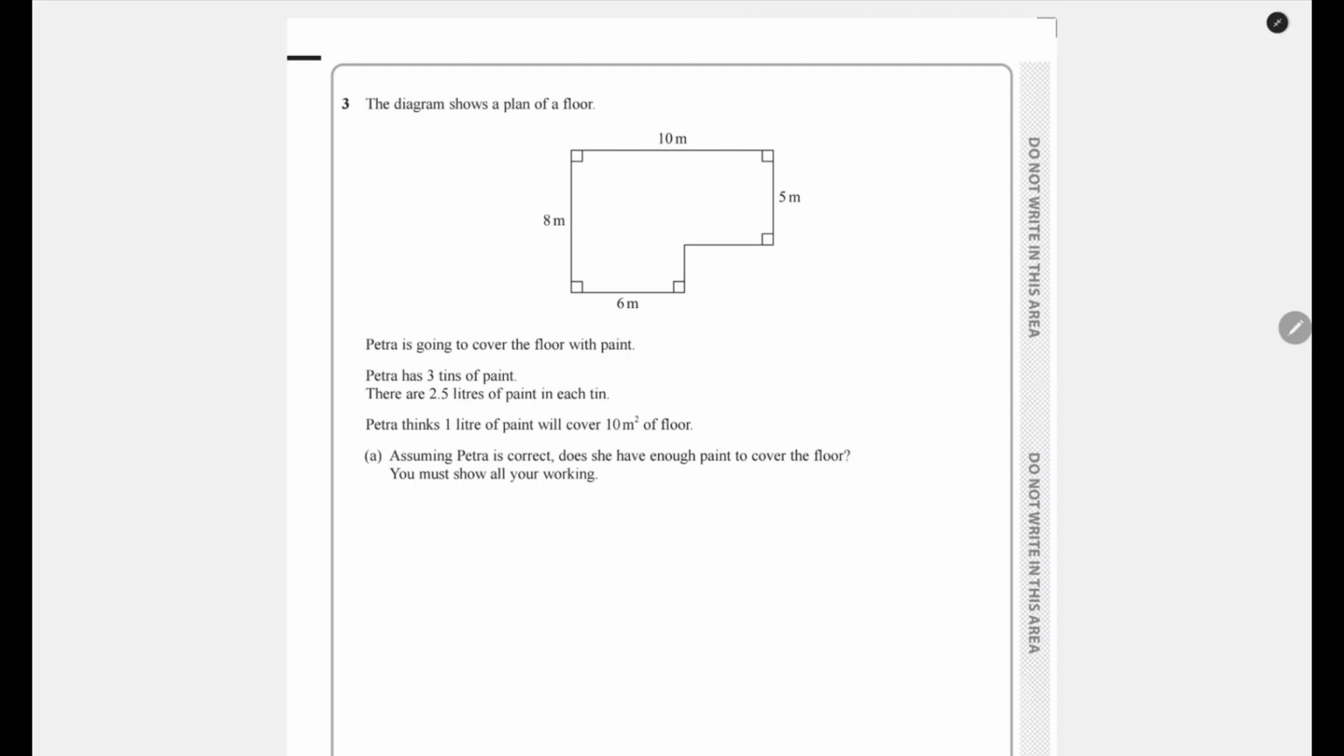Well, let's figure out exactly how much paint she has in total. She has 3 tins, each with 2.5 litres, and so that gives us a total of 7.5 litres of paint. The next thing we need to do is figure out the total surface area of the plan of the floor. We can do this in 2 ways. We can either cut this shape here, or we can cut this shape here.